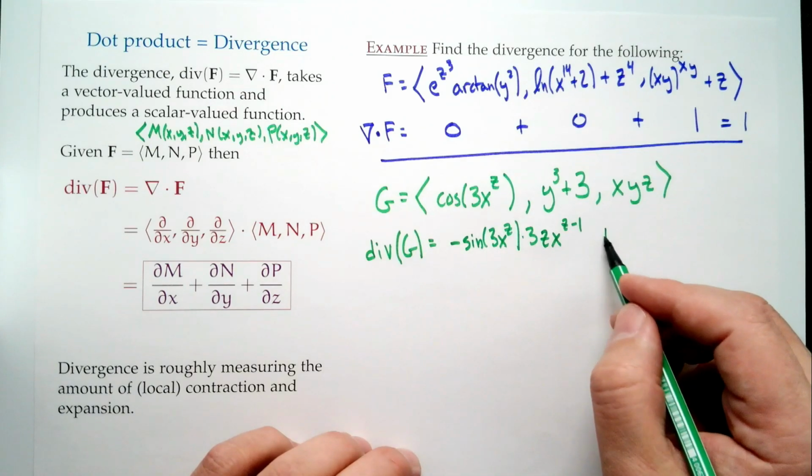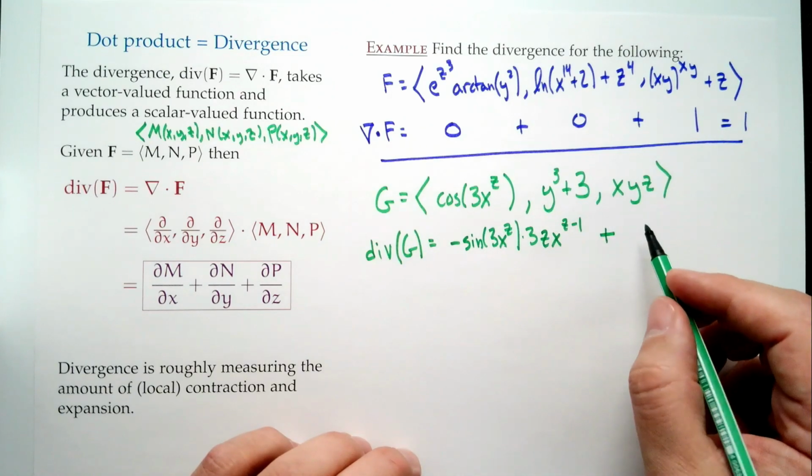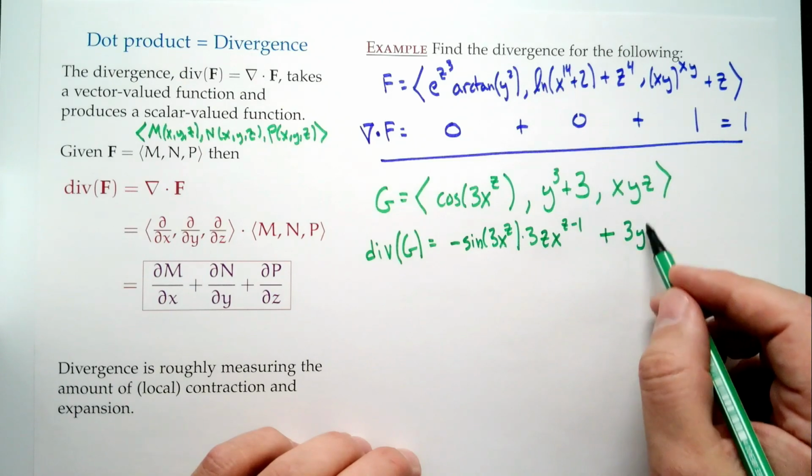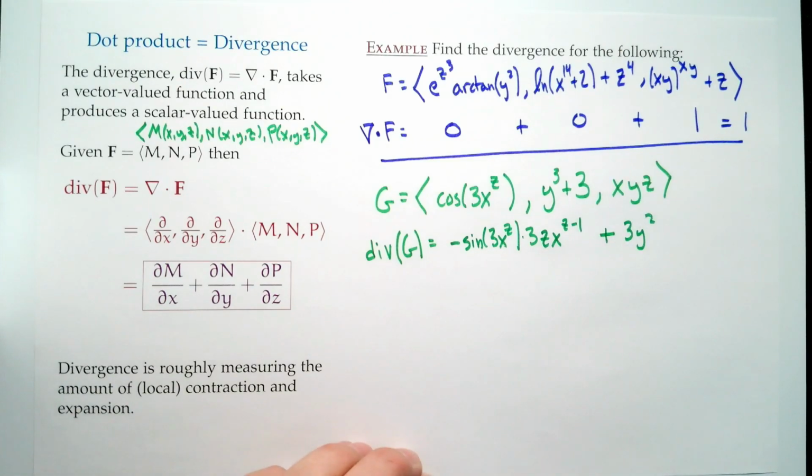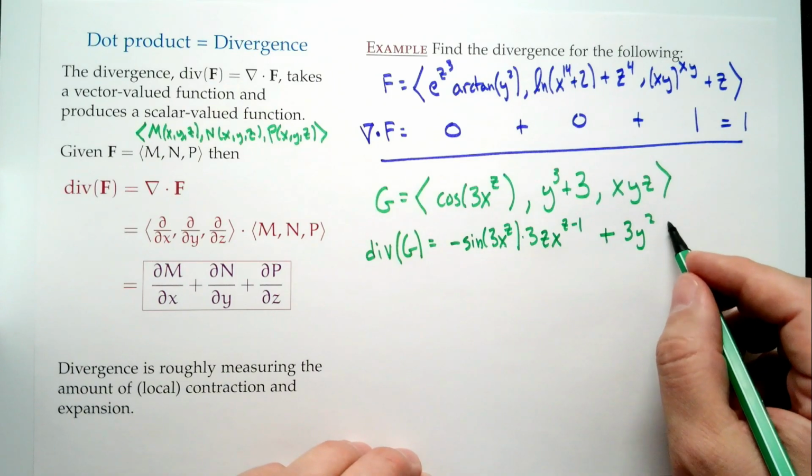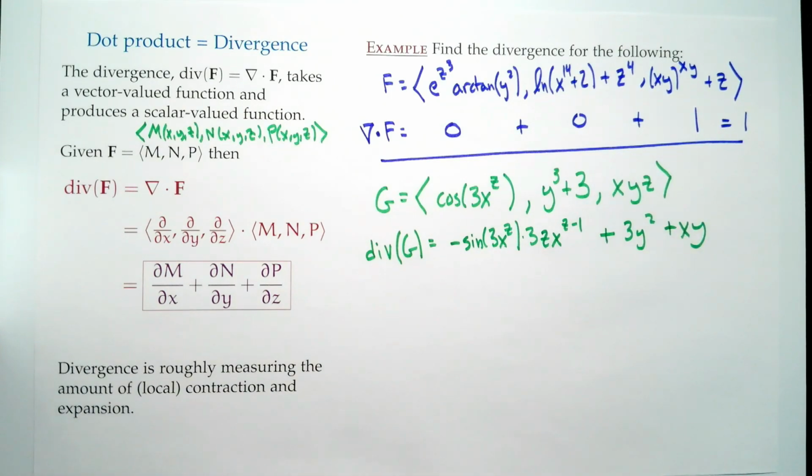Go to the second term. Derivative of y cubed plus 3. 3y squared. The last term. Derivative of xy with respect to z. xy. All right. I think divergence, it's not too hard to take divergence of things. So just remember, you take the partial derivatives and you add them all back together, and life is good. Works for 2-dimensional vector valued functions, 3-dimensional vector valued functions, 17-dimensional vector valued functions, because the dot product works for any dimension.